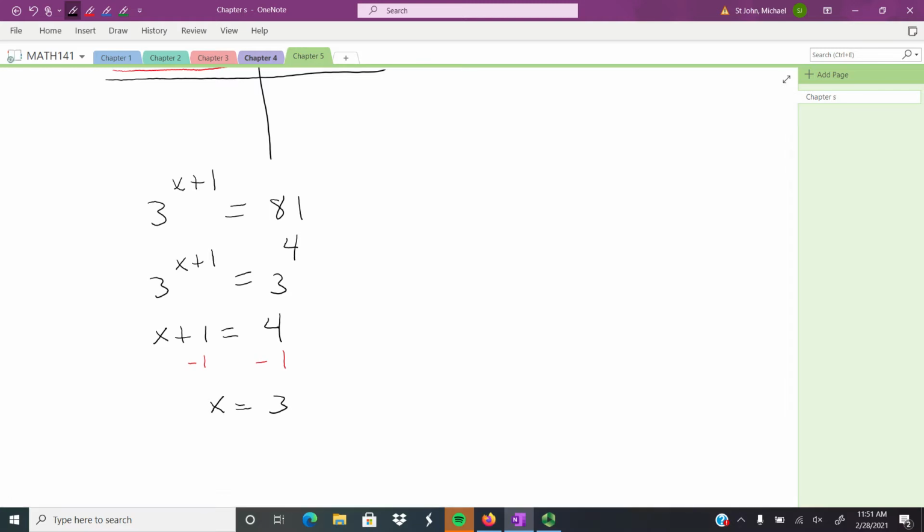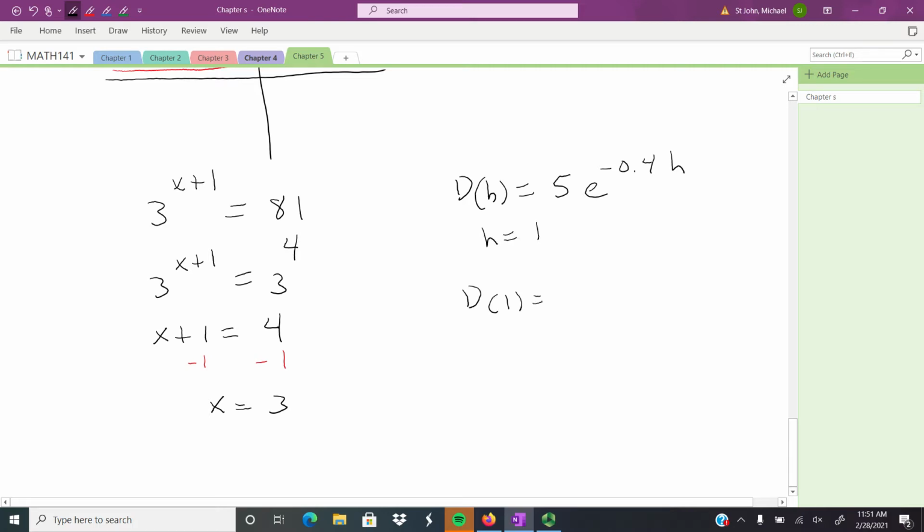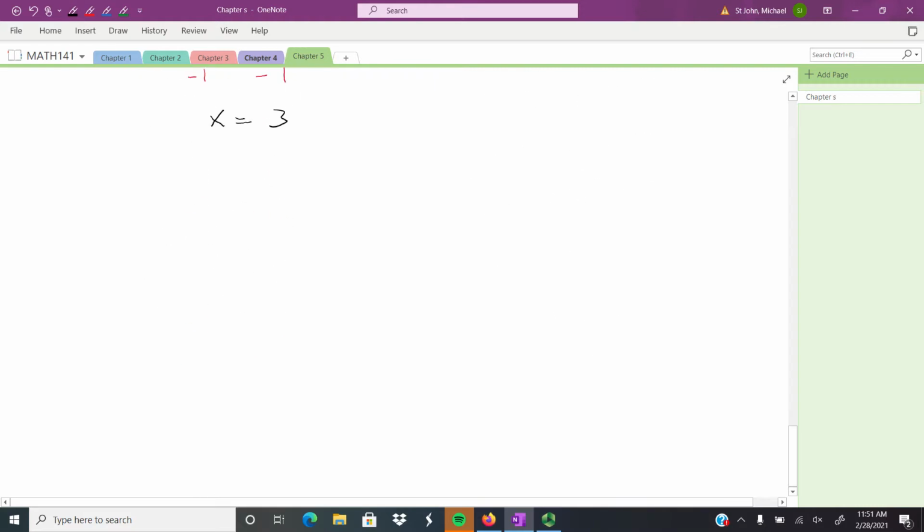The other types of thing you'll see is given an equation. So given d of h equals 5e to the negative 0.4 times h. And if I set h equal to 1, we should be able to solve this. This would be 5e to the negative 0.4 times 1. And this will give us 3.35. So exponentials. Well, the opposite of exponentials then are logarithmic.